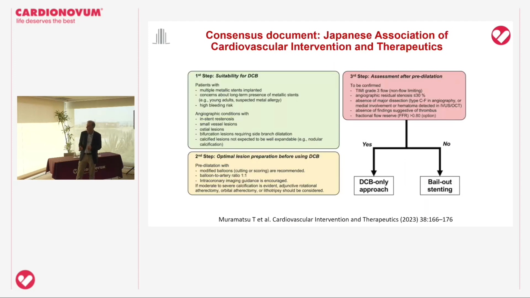This is the Japanese consensus, and the imaging is encouraged for optimal lesion preparation again, and also for the assessment, and again to see whether there is a medial involvement or hematoma, because if you have an intramural hematoma visualized by imaging, this could be the case to either fenestrate that or put a stent. But if you have a medial dissection, that could be a good signal for a DCB.